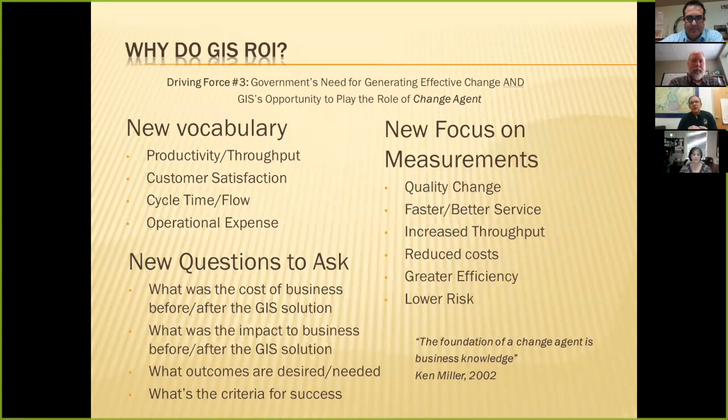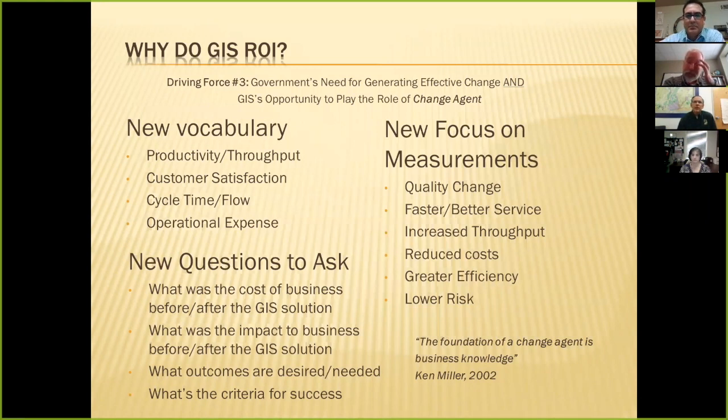You also need to perhaps identify a new focus on measurements. These critical measurements listed here have nothing to do with GIS and everything to do with organizational change. Your challenge is to fold GIS solutions into business process improvements that contribute to these changes.